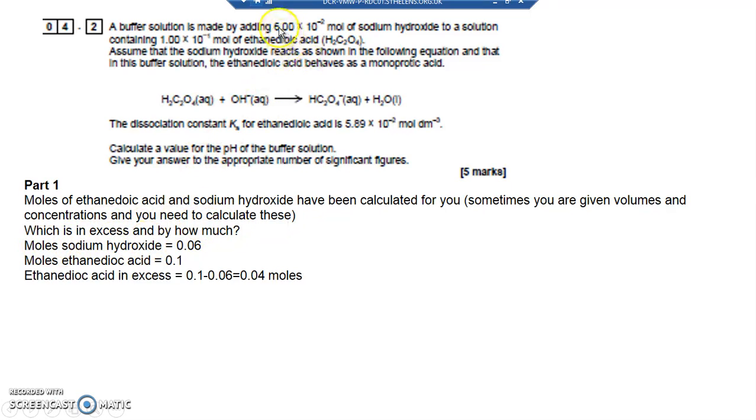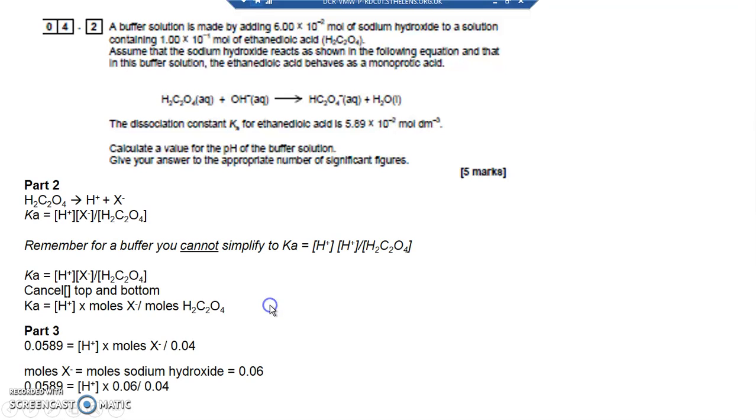Moles of sodium hydroxide is 0.06, 6 times 10 to the minus 2. Moles of ethane dioic acid is 0.1. 1 mole of that reacts with 1 mole of that. So we can just subtract the two and we can work out the ethane dioic acid is in excess, because that's a larger amount, 0.1 is larger than 0.06. There's 0.04 moles of ethane dioic acid in excess. That will get you a mark for a start.